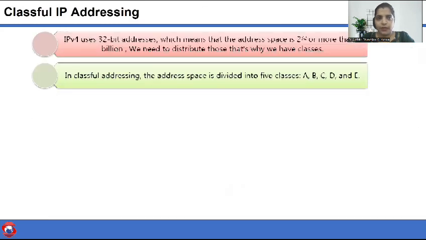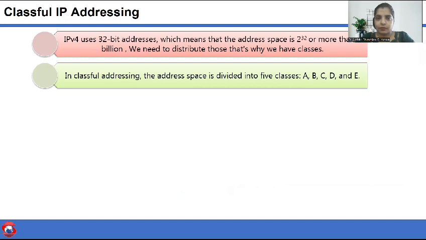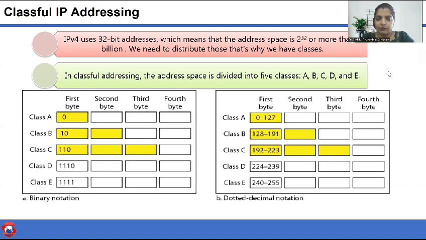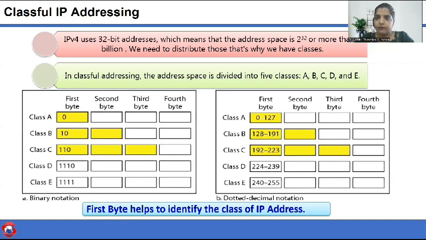When you talk about classful IP addressing, the IP address space is divided into different classes A, B, C, D and E, because we have more than 4 billion address ranges, since IPv4 uses 32-bit addresses. So there are 5 different classes, class A, B, C, D and E. We can represent an IP address in binary or in dotted decimal notation, but the first byte always helps us to identify the class of the IP address.